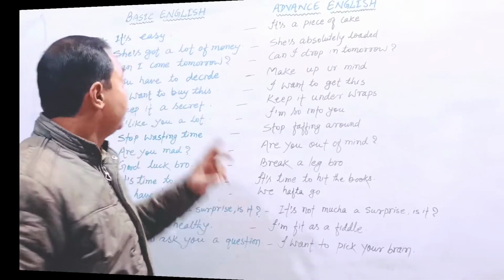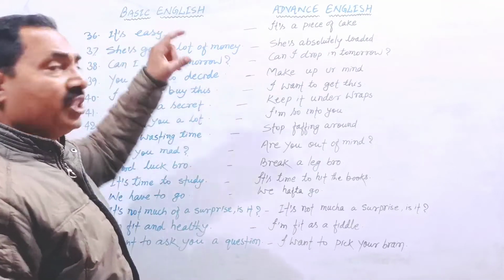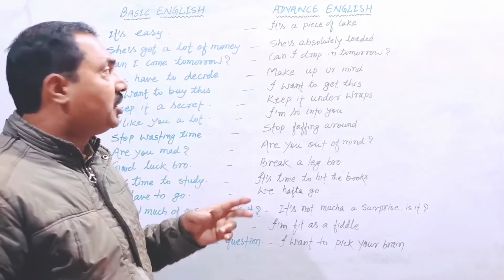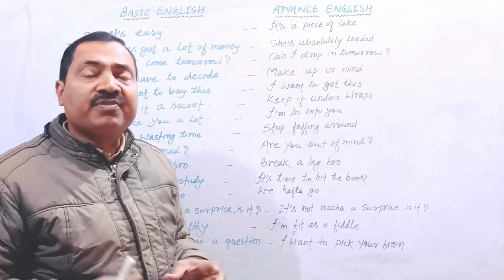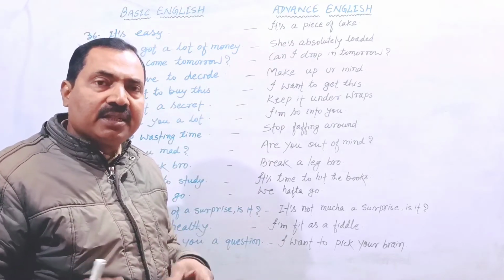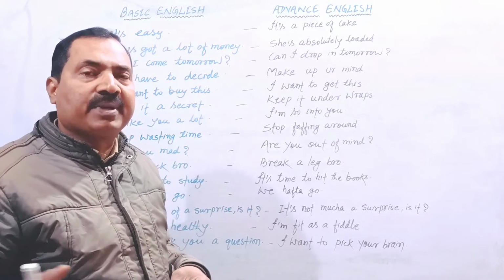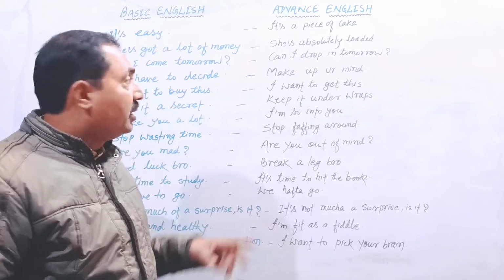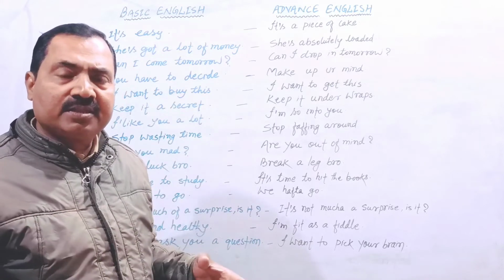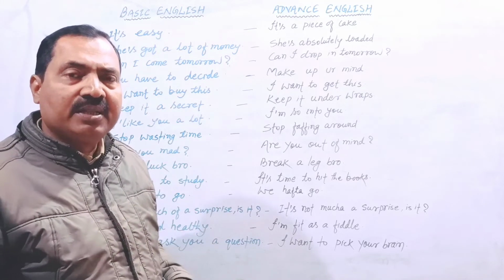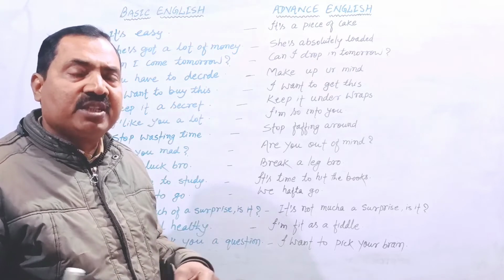ये स्लाइड में देखते हैं. इट्स ईजी, यह आसान है. इट्स ईजी, इट्स अ पीस ऑफ केक. दिस वर्क इज अ पीस ऑफ केक. आई कैन डू दिस वर्क. इट्स ईजी, दिस वर्क इज, इट्स ईजी टू डू दिस वर्क. इसको हम क्या कहेंगे? इट्स पीस ऑफ केक.